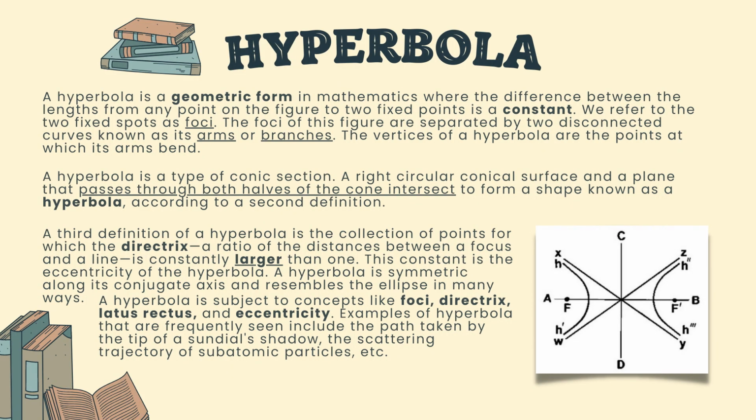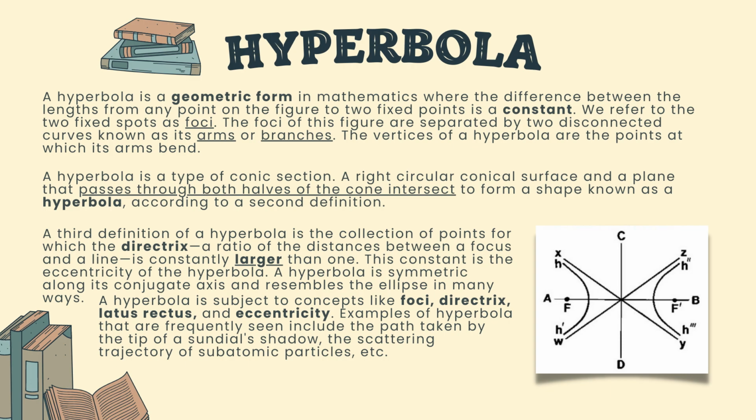A hyperbola is a geometric form in mathematics where the difference between the lengths from any point on the figure to two fixed points is a constant. The word comes from the Greek hyperbola, which literally means overshooting or excess. This difference is taken from the distance from the farther focus minus the distance from the nearer focus. For a point P(x, y) on the hyperbola, and for two foci, F1 and F2, the locus of the hyperbola is PF1 minus PF2 equals 2a.